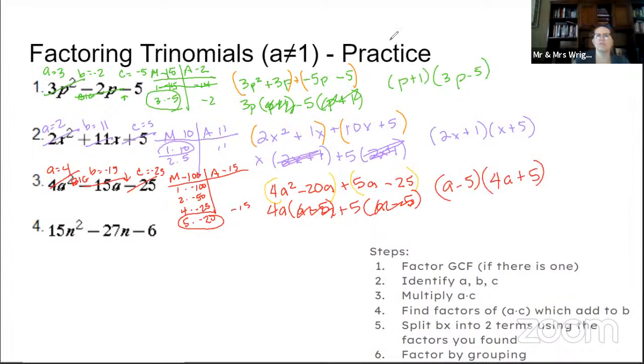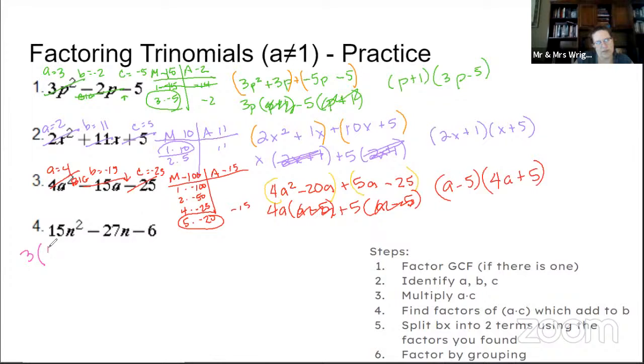One more problem. All right, 15n squared, 27n, negative 6. I think there's a common factor there. Let's give it a shot. Let's put it in our calculator. I think the common factor might be 3. So 15 divided by 3 is going to be 5. Negative 27 divided by 3 is going to be negative 9, and negative 6 divided by 3 is going to be negative 2. So I do have a common factor of 3.